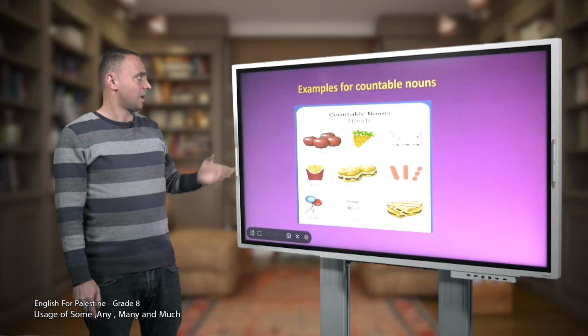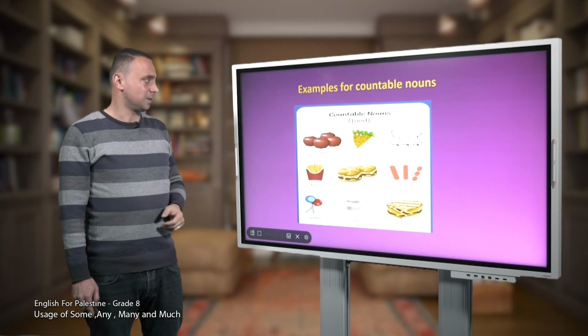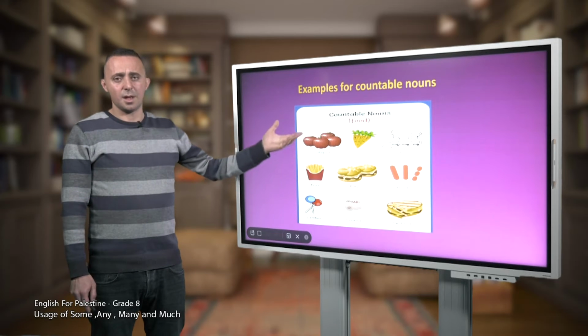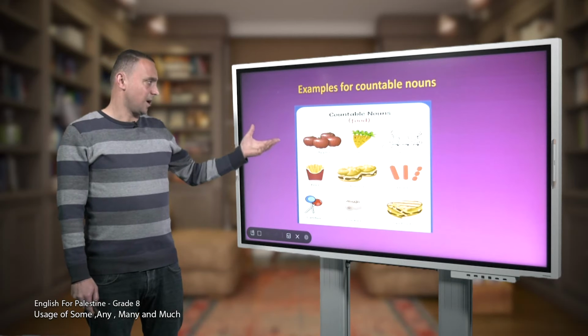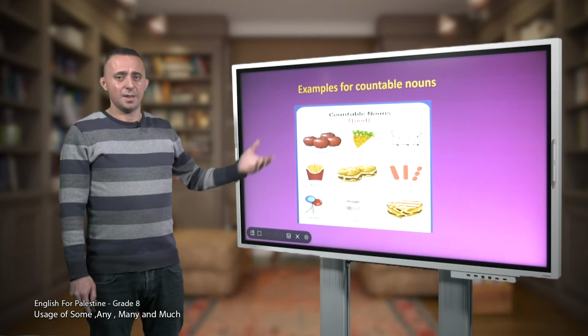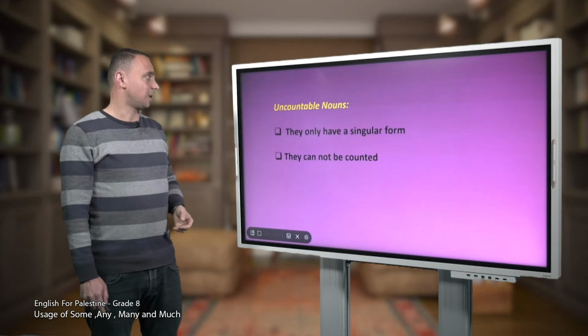Let's continue. Examples for countable nouns. This category includes food: apples. Look, apples is a countable noun. Carrots, eggs, fries, burgers, hot dogs, candies, cookies, sandwiches. These are countable nouns. They are also plural, and they can be counted.